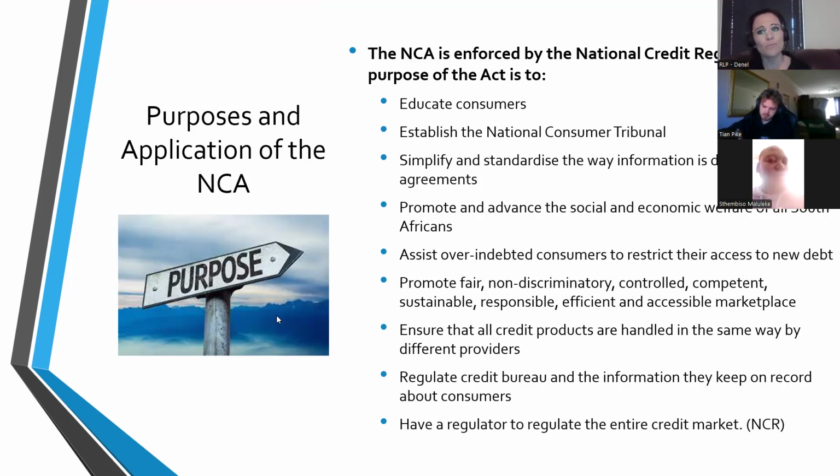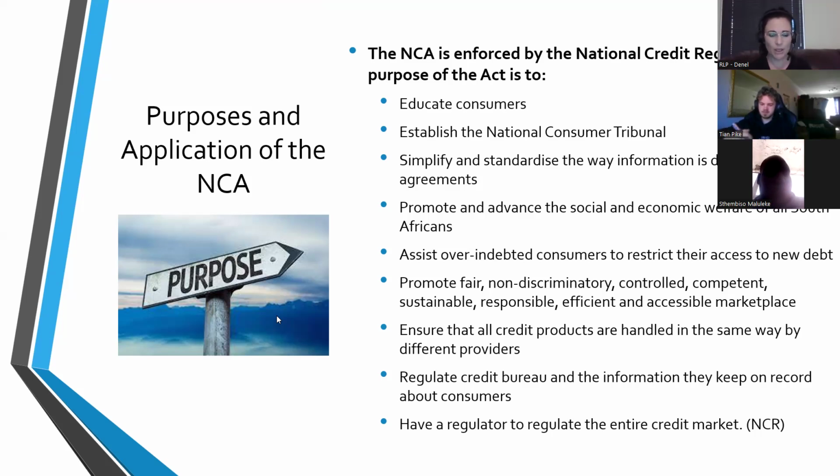And then if it's enforced by the National Credit Regulator, it means that the NCR is the policeman. Okay, because they make sure we follow the rules of the law. So it's easy to remember. If NCA is the law, the NCR is the policeman. Okay. So now let's start with the first purpose. The purpose of the NCA is to educate consumers, to make consumers aware of their rights so they know when they are being taken advantage of. Okay. But the next one says it's also to establish the National Consumer Tribunal. Oh heavens, another acronym, the NCT. Where do they fit in?